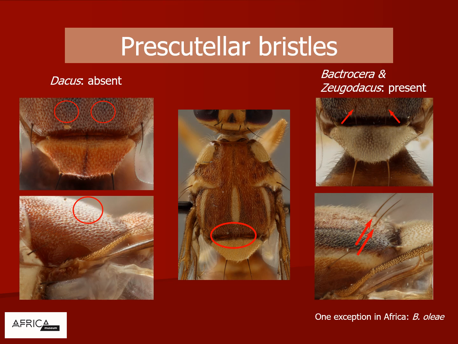On the right-hand side, we see the same area, but then in representatives of Bactrocera and Zogadacus. These are present as a pair of long black bristles. This state is typical of all Bactrocera and Zogadacus species found in Africa except for one, Bactrocera olei, the olive fruit fly. This is the only Bactrocera species found in Africa that is also missing the prescutellar bristles.